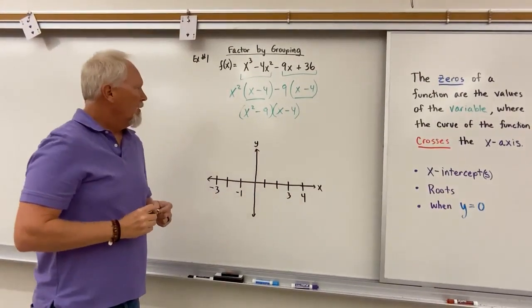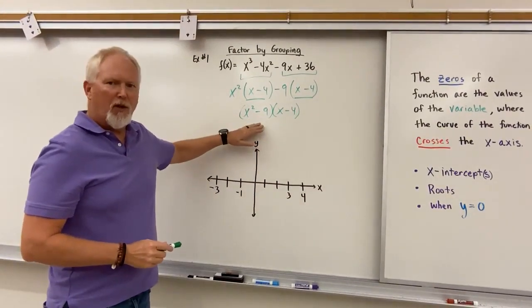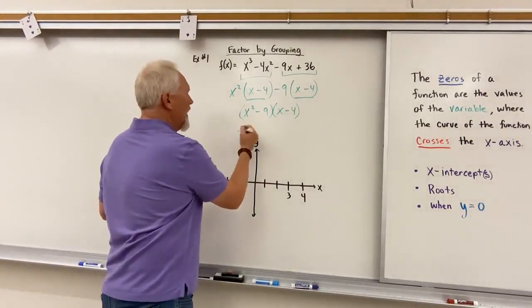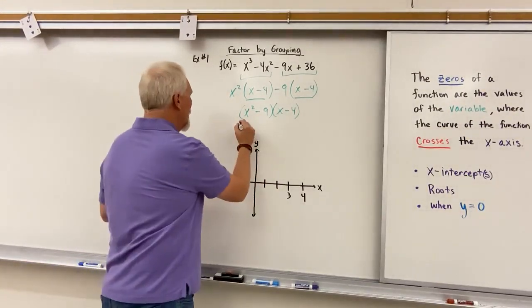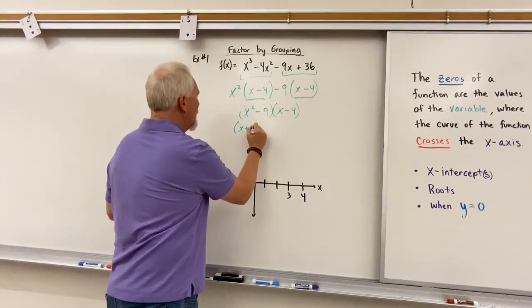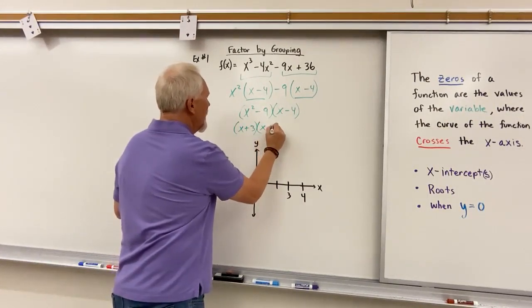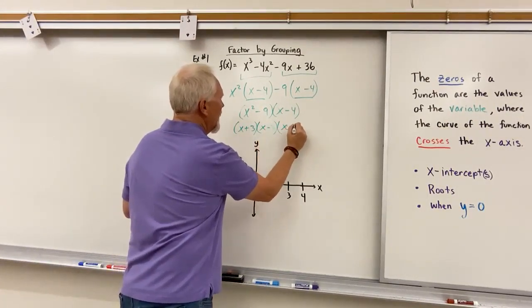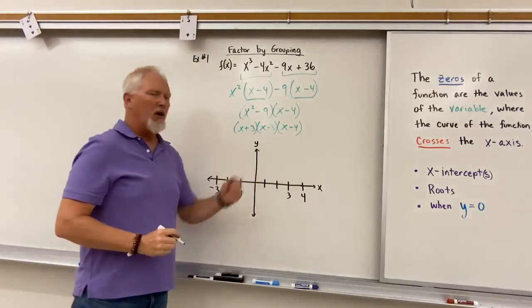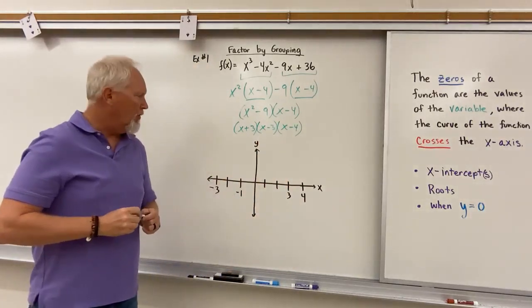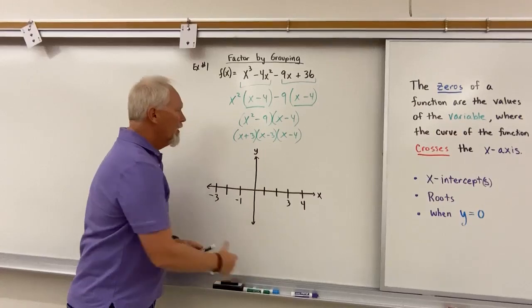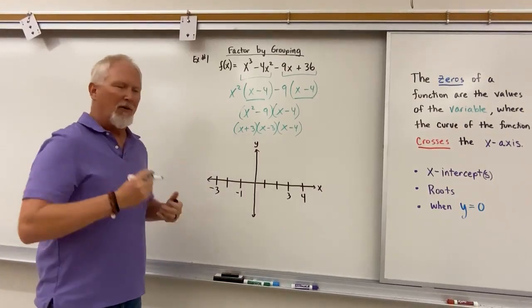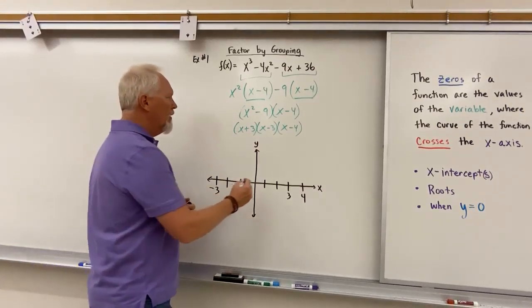And so this one, however, we know we could reduce that further. That's a binomial square. So that's x plus 3 and x minus 3. And then we have x minus 4. Okay, so here are my zeros. And what we want to do now is turn those into the x values. So we set them each equal to 0.